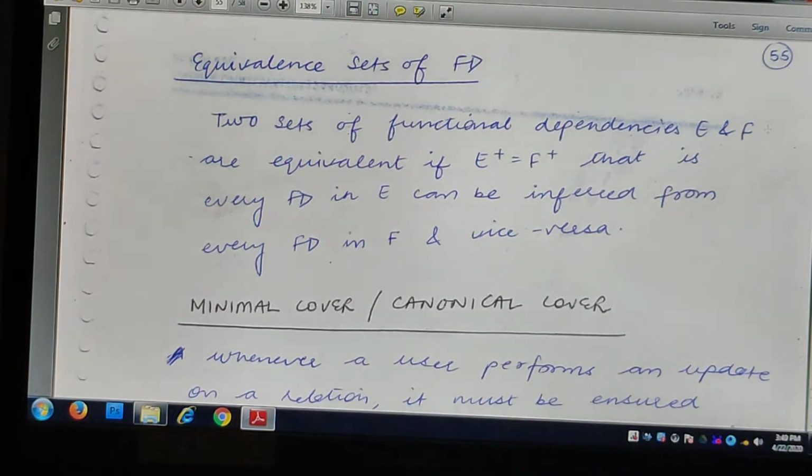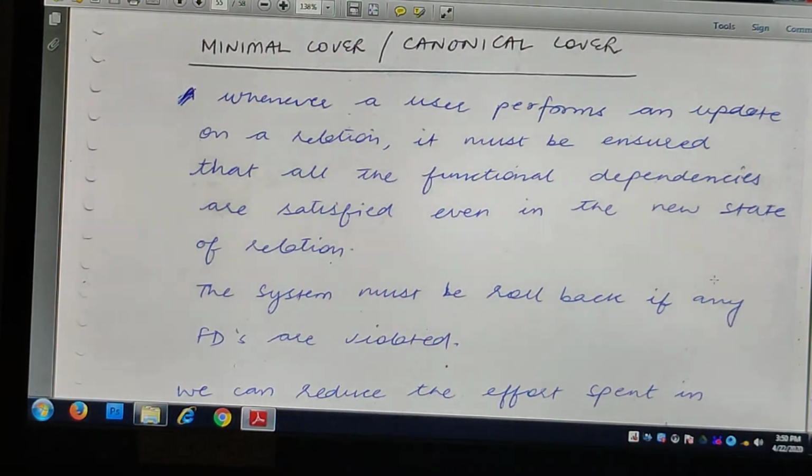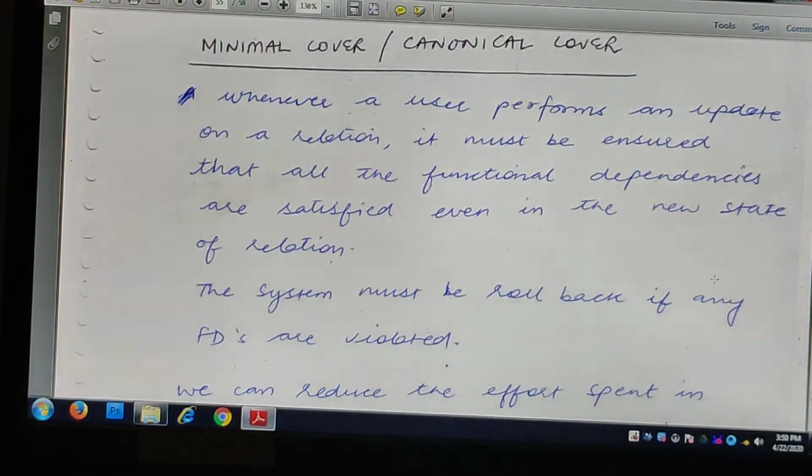Now what is a minimal cover? Sometimes a user performs some changes or updates on the database. Our objective is to ensure the integrity of our database, and despite any changes, I should not lose any of the functional dependencies that my database was initially holding before the update, right? If the system goes into a state where it violates any functional dependency, I should roll back that particular operation.